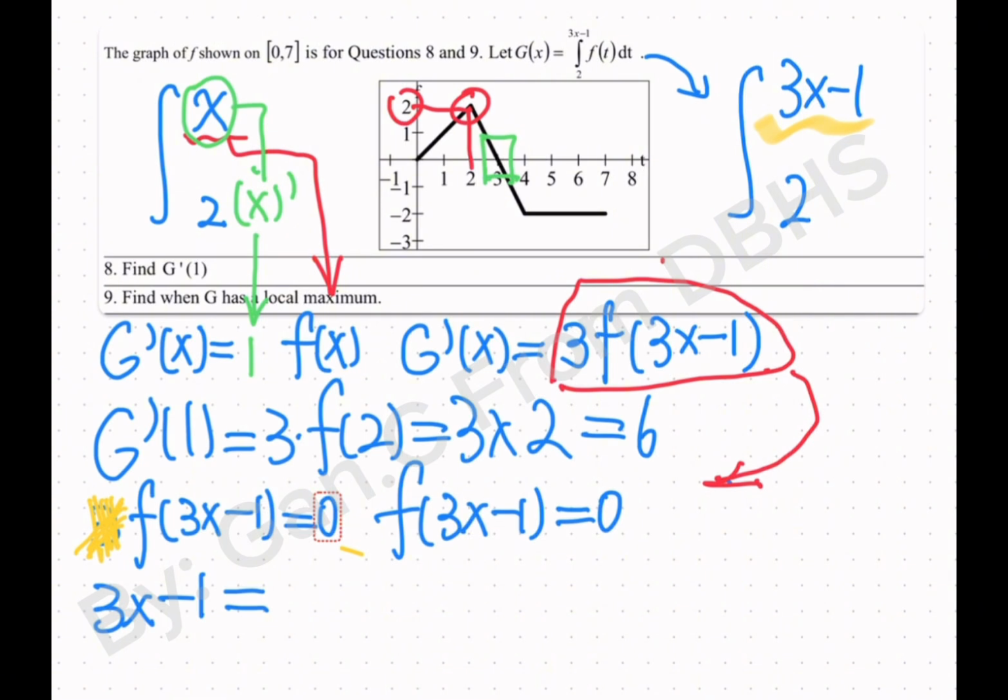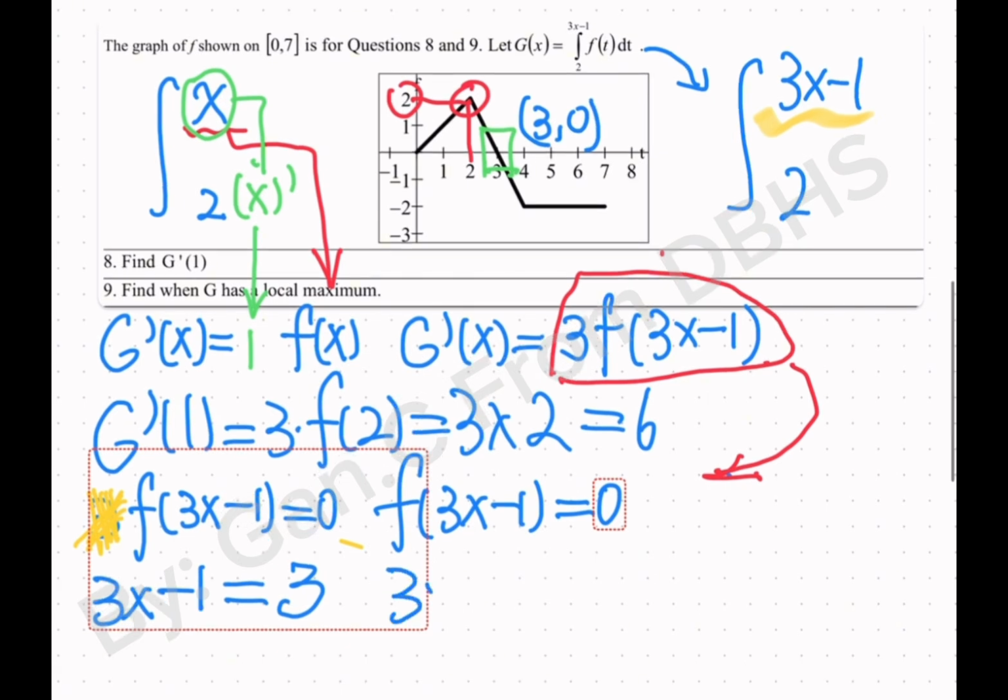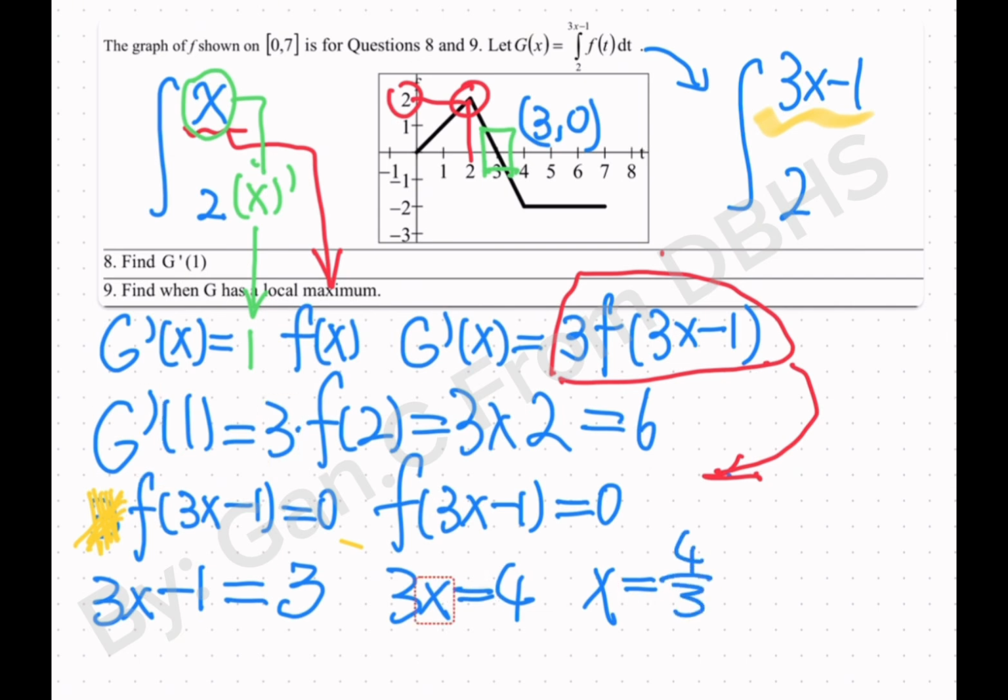3x minus 1 equals 3, because the original 0 is at 3, the 0 for here, right? So then 3x equals 4. Then x equals 4 over 3, right? So we got correct answers for both of them. For the first question, the answer is 6. For the second question, the answer is 4 over 3. Do you get these correct? Thank you.